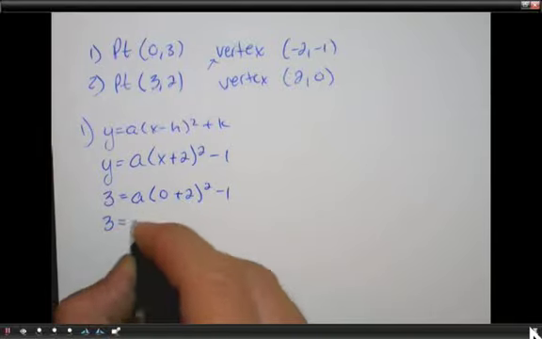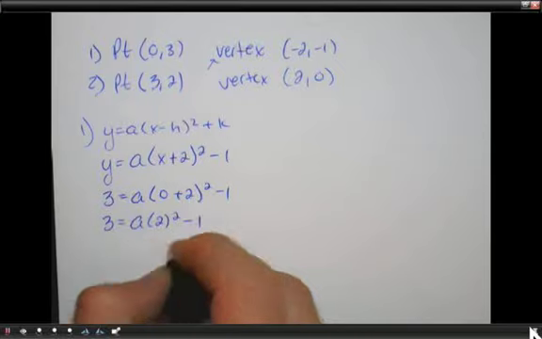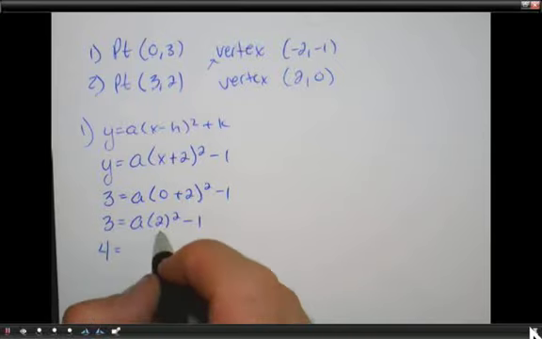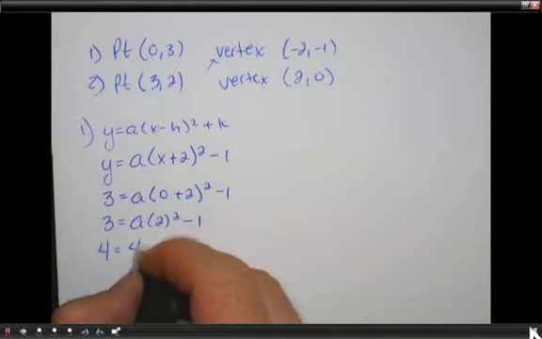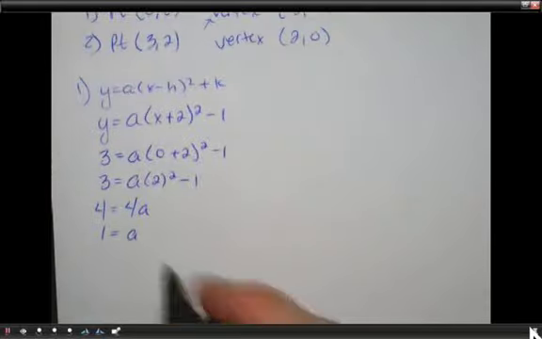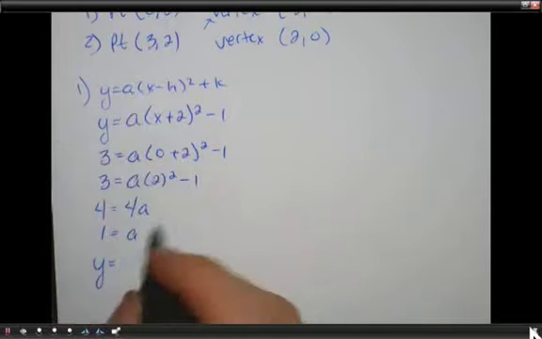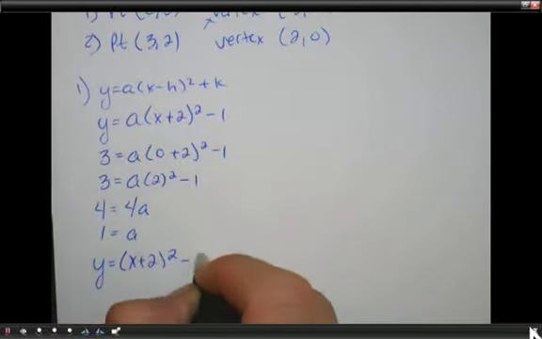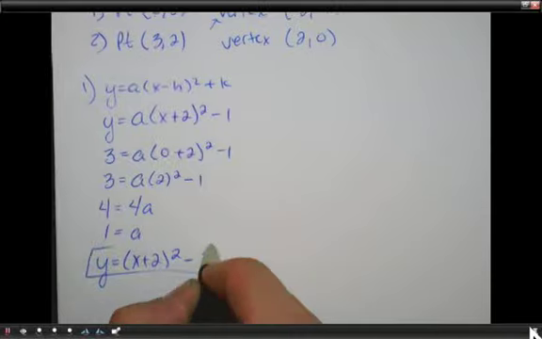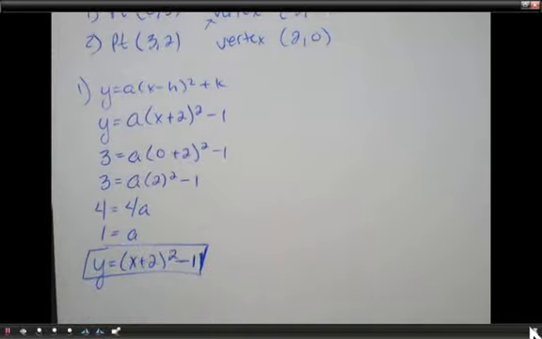So 3 equals a times 2 squared minus 1. Add 1 to both sides, I get 4. 2 squared is 4. And I get a equals 1. So then all I have to do is rewrite my function as, if a is 1, I don't actually have to write the 1, so I get to do x plus 2 squared minus 1.